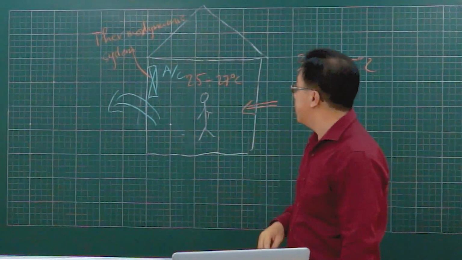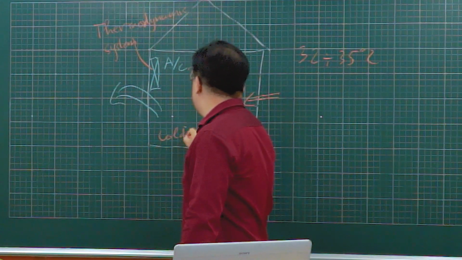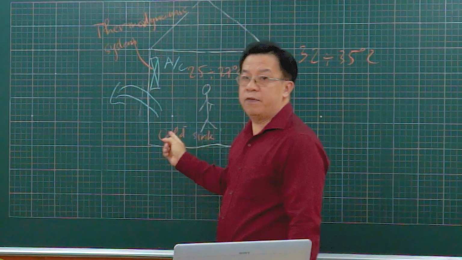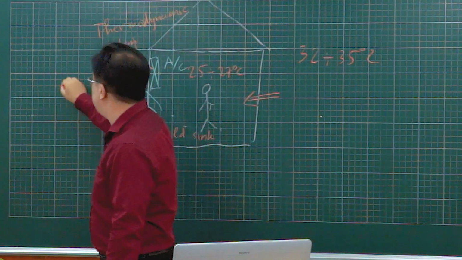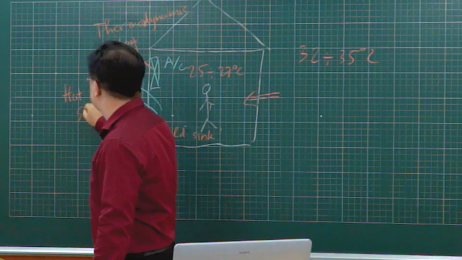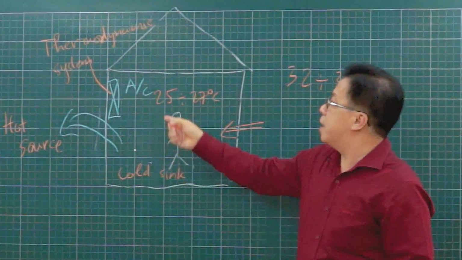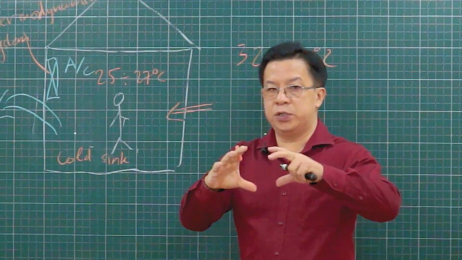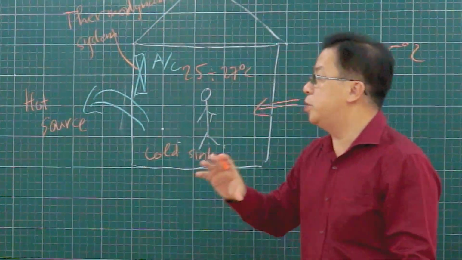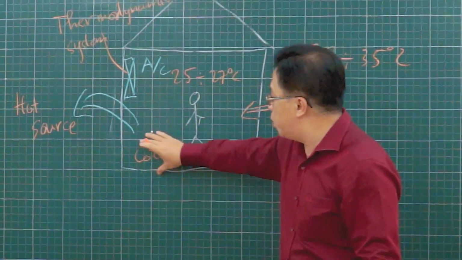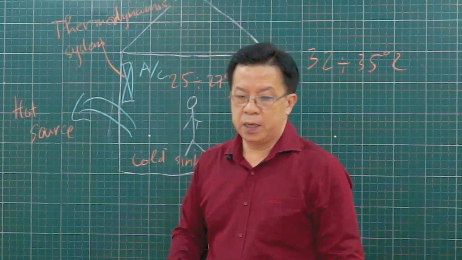Okay, the thermodynamic system. Inside the room, this is the cold sink, because it has lower temperature. And the outside of the room, that is the hot source. So it means the thermodynamic system has to be put between two separate places, or two sources of temperature. The low temperature one we call the cold sink, and the high temperature one we call the hot source.